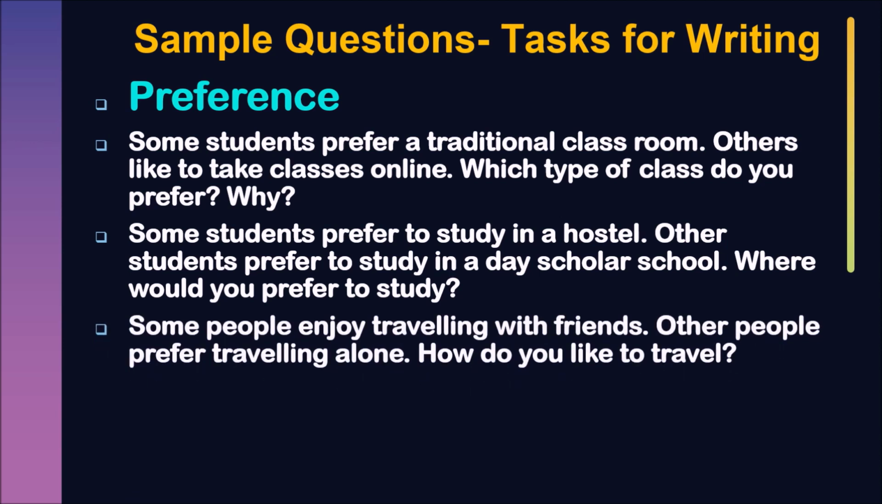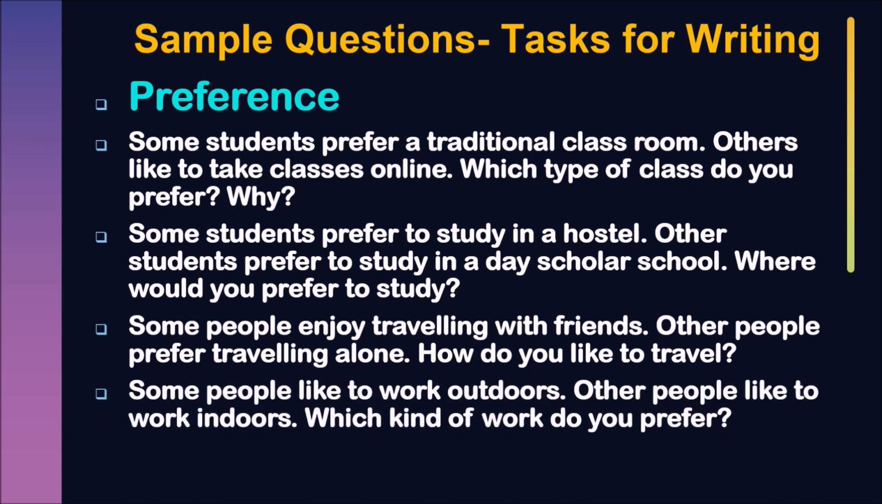Some people enjoy traveling with friends, other people prefer traveling alone. How do you like to travel? Some people like to work outdoors, other people like to work indoors. Which kind of work do you prefer? So these are some of the sample questions that you can give your children to write a small paragraph.